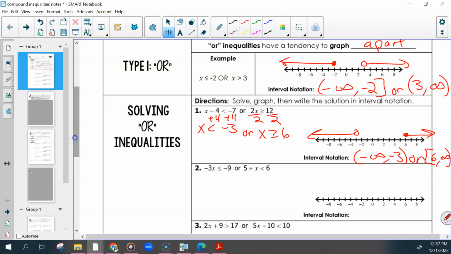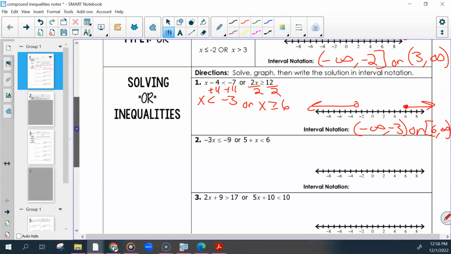So far, the compound inequalities aren't difficult. There's just now two of them that we have to solve and graph and all these things. Okay. Let's do another one of these. Do number 5.